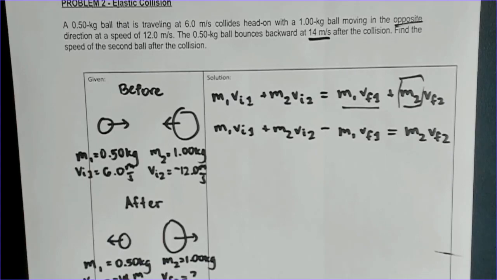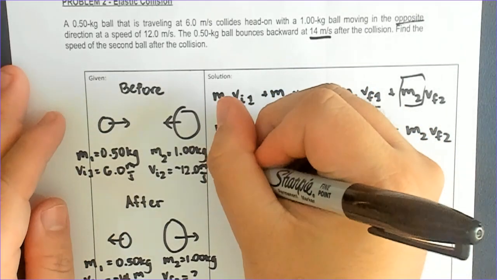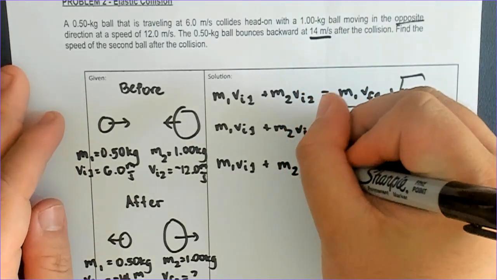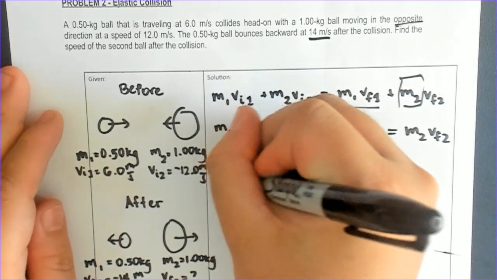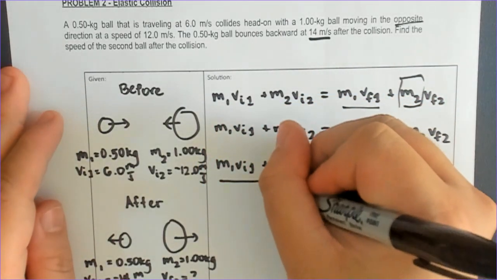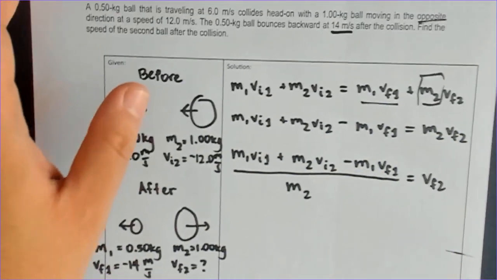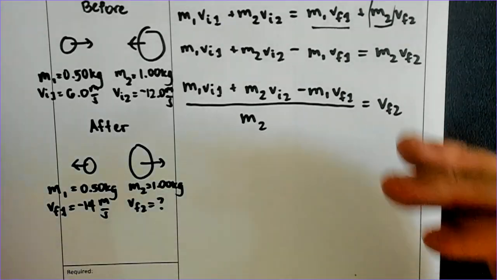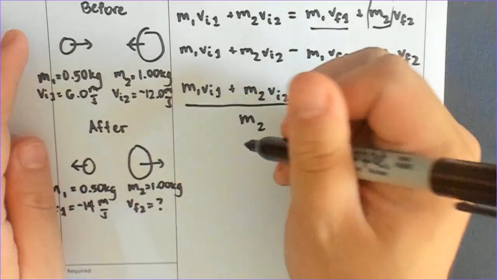The next thing that we have to transfer would be m2, and we do that by dividing both sides by m2. So it will become m1 vi1 plus m2 vi2 minus m1 vf1, the entire thing divided by m2, is equal to vf2. So now we have everything that we need to plug into our calculator. There will be a lot of numbers involved, but bear with me because once you plug it in, it'll be straightforward. So let's do it.